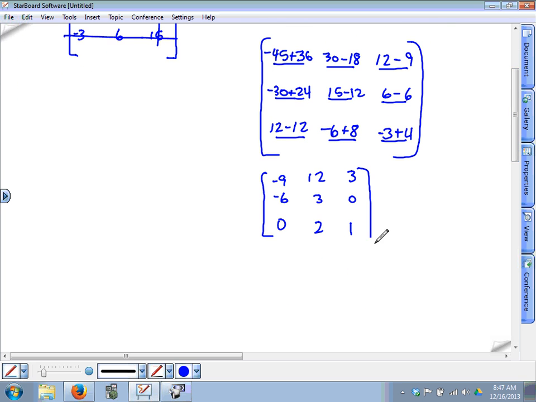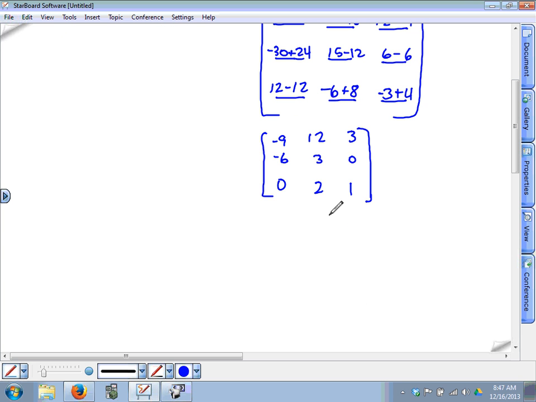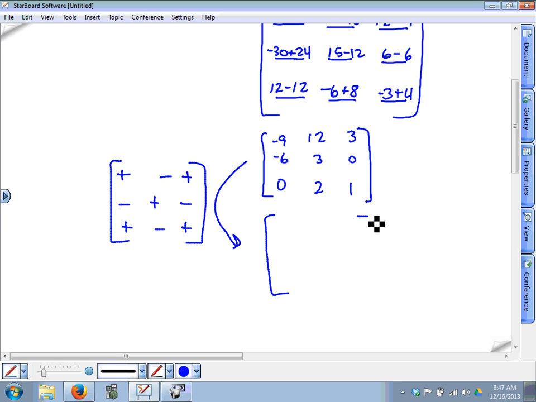Okay, I know that's not enjoyable, but it's doable, right? Next thing we have to do is follow this pattern here. We've got to change some of these signs. Now, if it's in a plus spot, then the sign is what it is. So this negative 9 is in a plus spot. So what do we do with that negative 9? It stays negative 9. But down below it, this negative 6 is in a negative spot. So what happens to it?